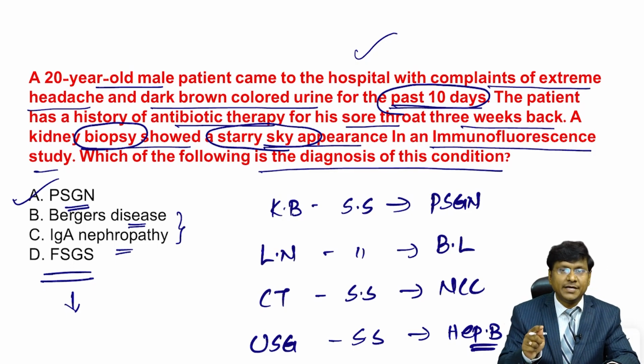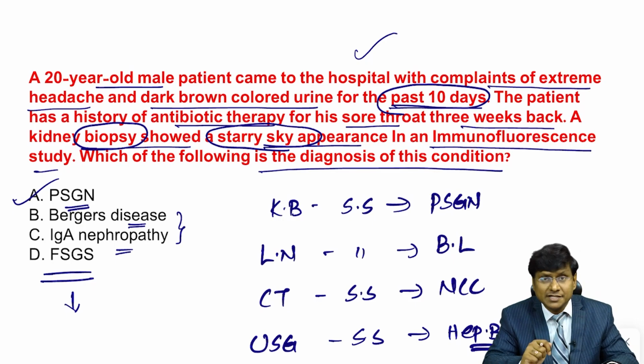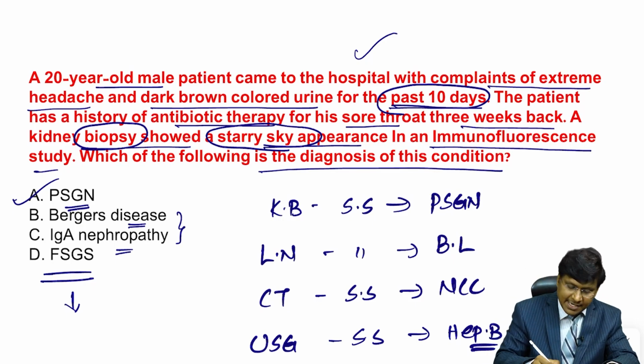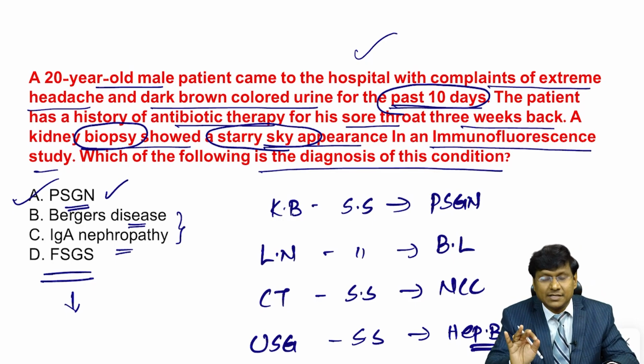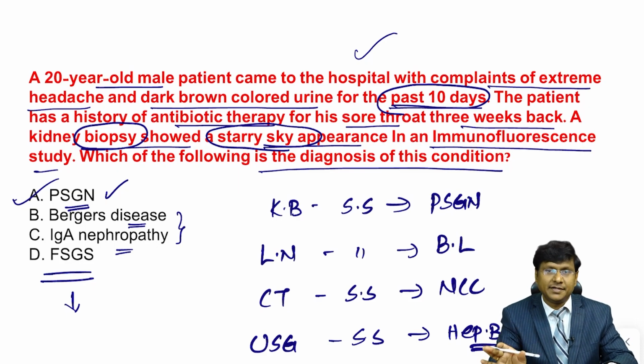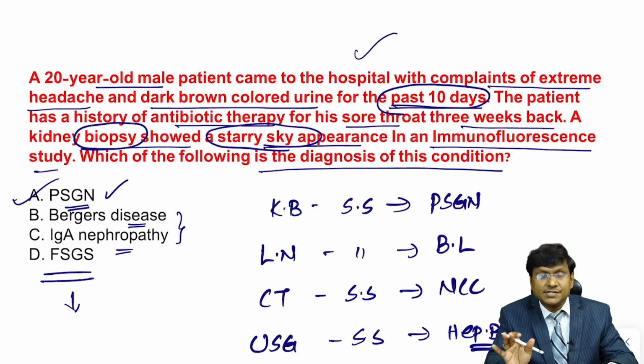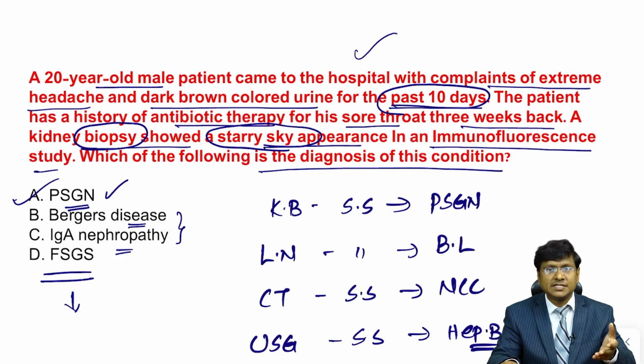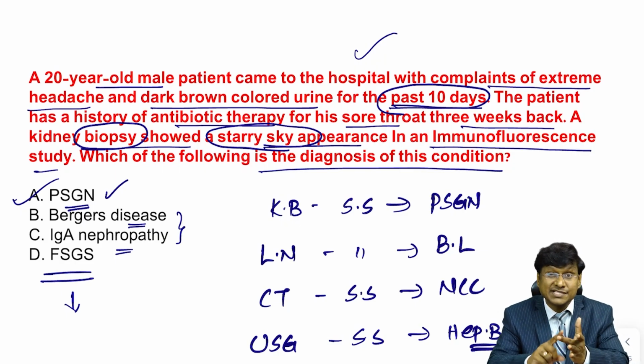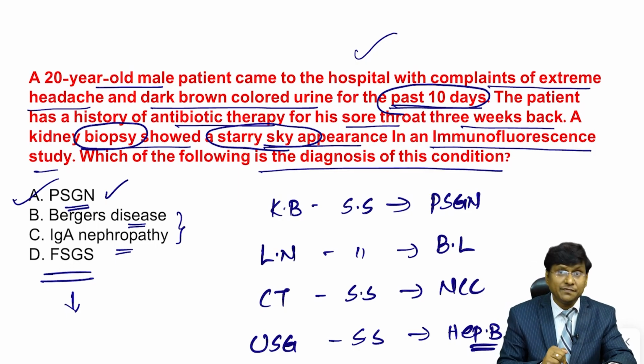But the starry sky appearance is observed in post-streptococcal glomerulonephritis. In PSGN, the treatment is symptomatic management. We don't have any specific drug for the treatment of PSGN. They have a good prognosis. Recurrence is very rare in PSGN, and the ASO titer is elevated. Whereas in IgA nephropathy, recurrence is very common and ASO titer is not elevated.